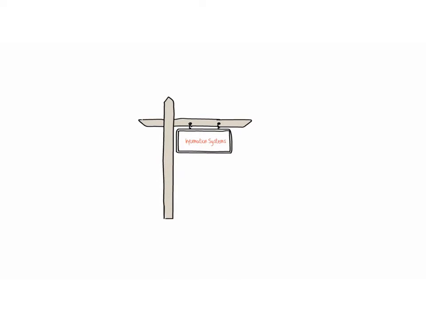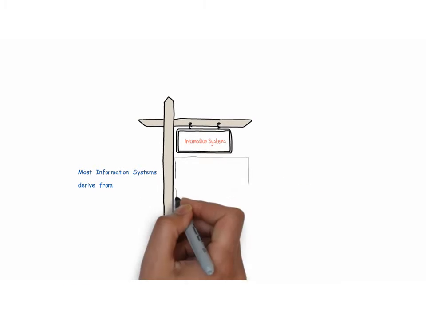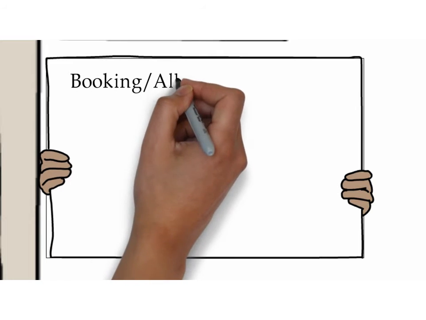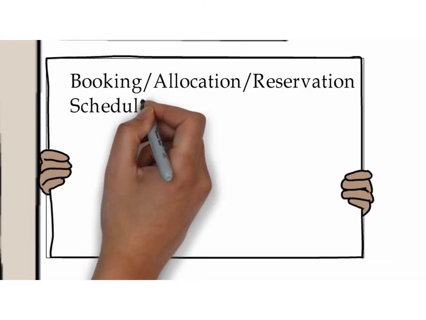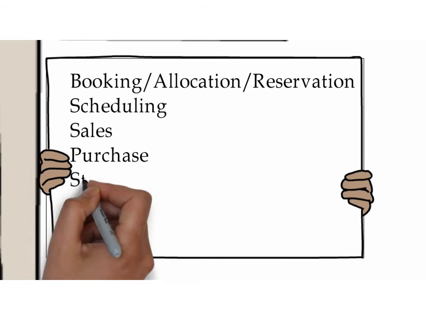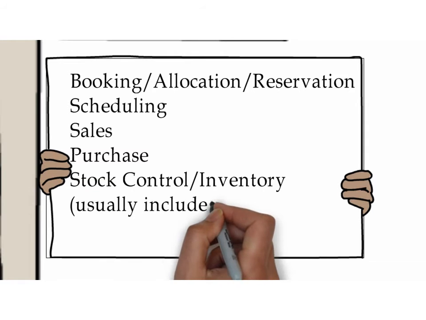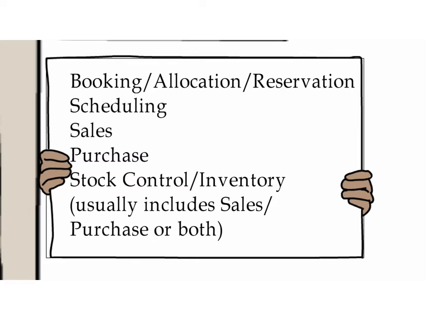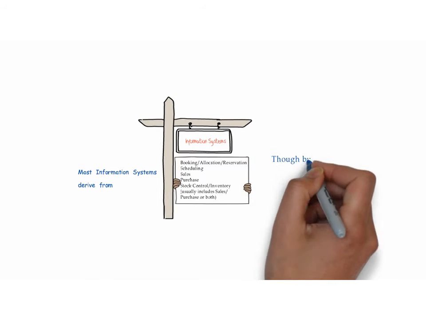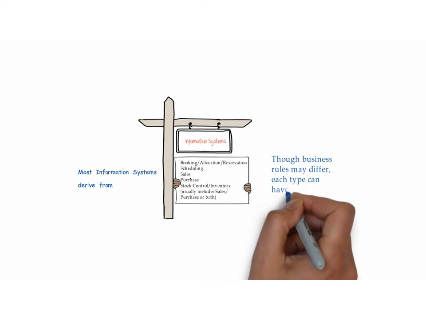How many types of systems are there in the world? I'm talking about information systems here. Now, most information systems actually derive from booking, allocation, reservation, scheduling, sales, purchase, and stock control, sometimes known as inventory. Usually this includes sales, purchase, or both. Though business rules may differ, each type of system can have many similar processes.